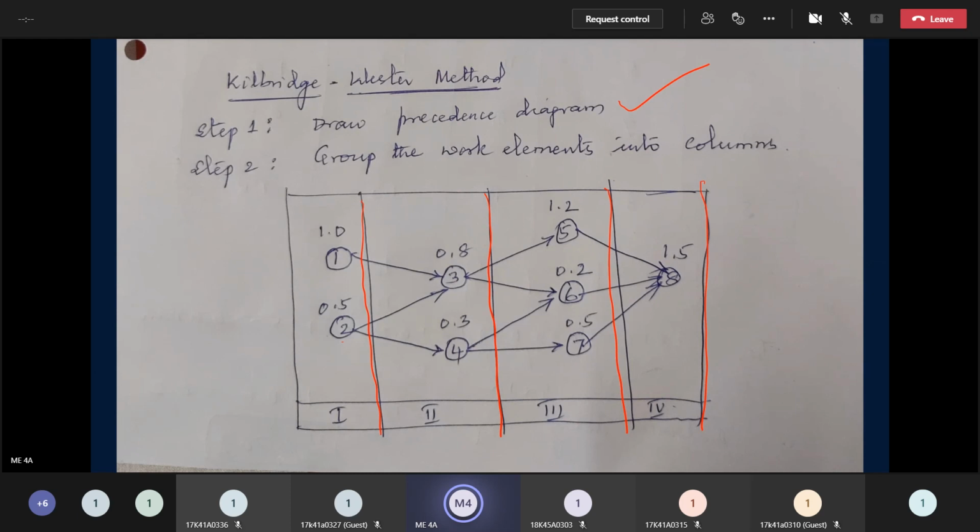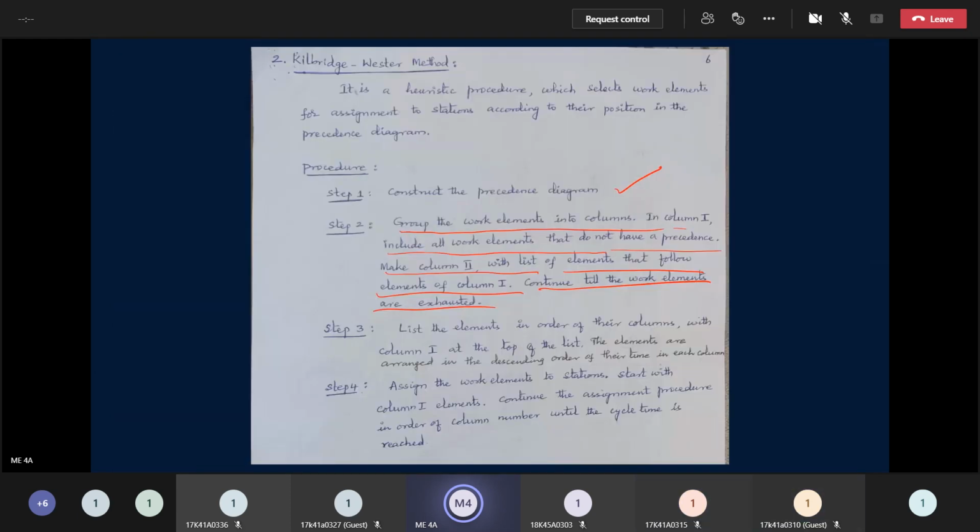Are you clear up to this? Let us see the third step. List all the elements in the order of their columns. That means you write down the elements in a table in the order of their columns, column 1 elements at the top, column 2 elements next. While writing, the elements are arranged in the descending order of their time in each column. The element with the highest time is at the top, and the others follow in descending order.